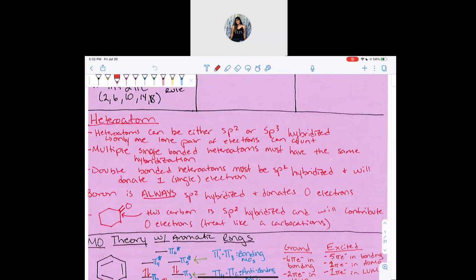When we're talking about heteroatoms, we can either make them sp2 or sp3 hybridized. It really depends on the stability. The only heteroatom that cannot change between sp2 and sp3 is boron, and that is written here. So boron always has to be sp2 hybridized, which means that it can never donate any electrons because it doesn't have any electrons to donate.